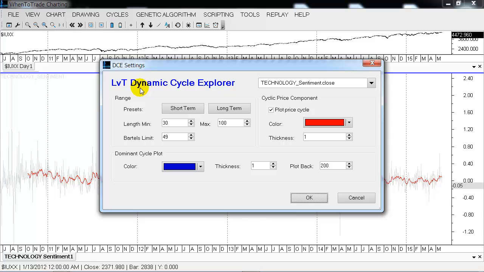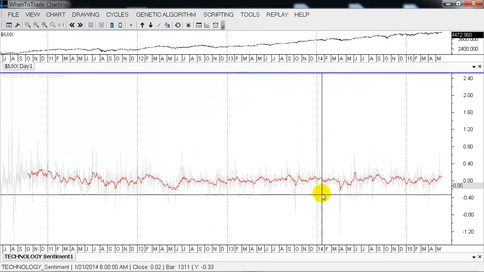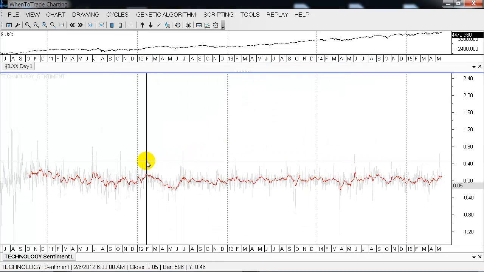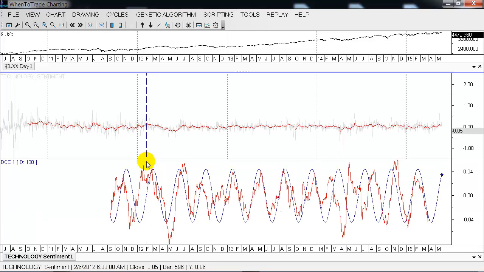We will use the standard settings for the Cycle Explorer. We will just tell it we want to look at long-term cycles here, and we want to plot them on the chart back into the history. Just go to 2012 as we want to review some data in the past, and apply the Cycle Explorer here.